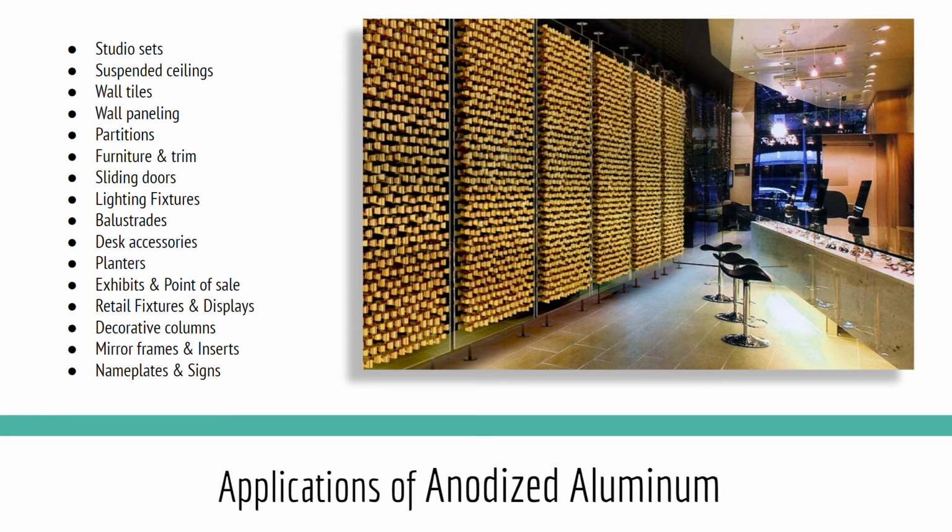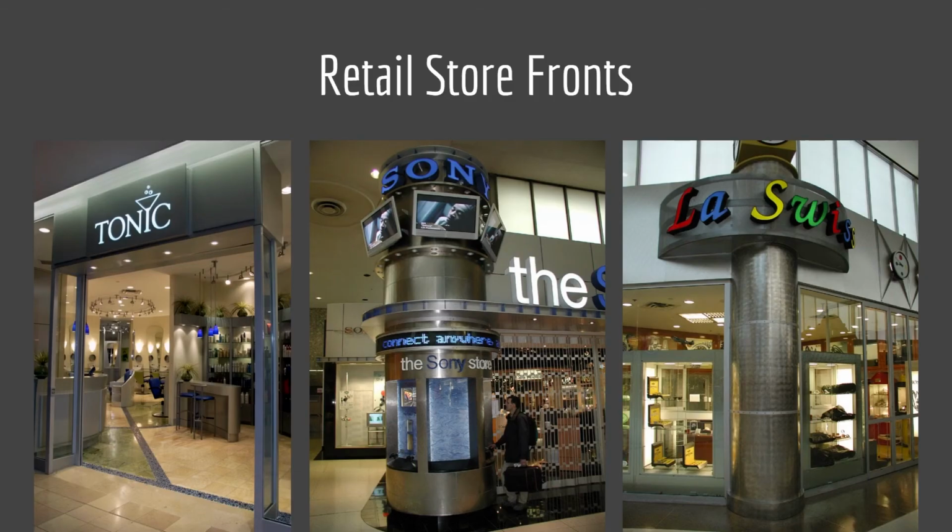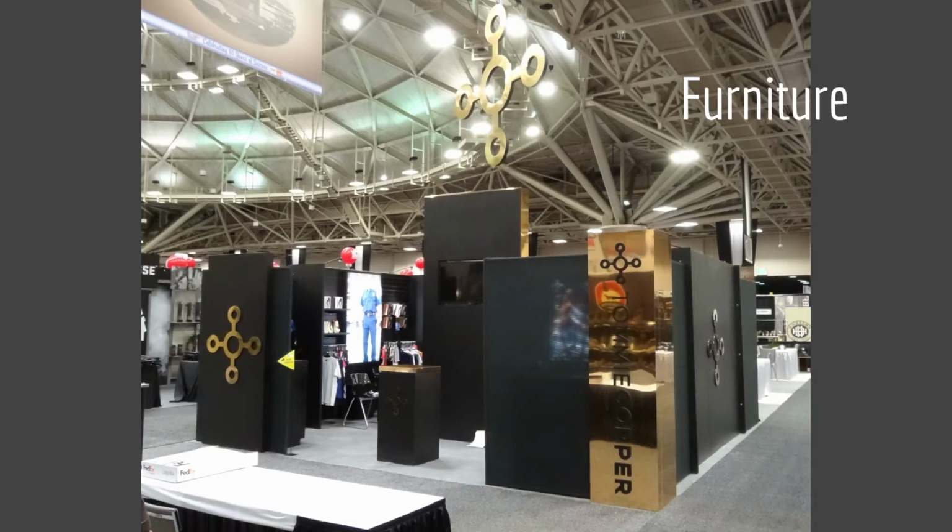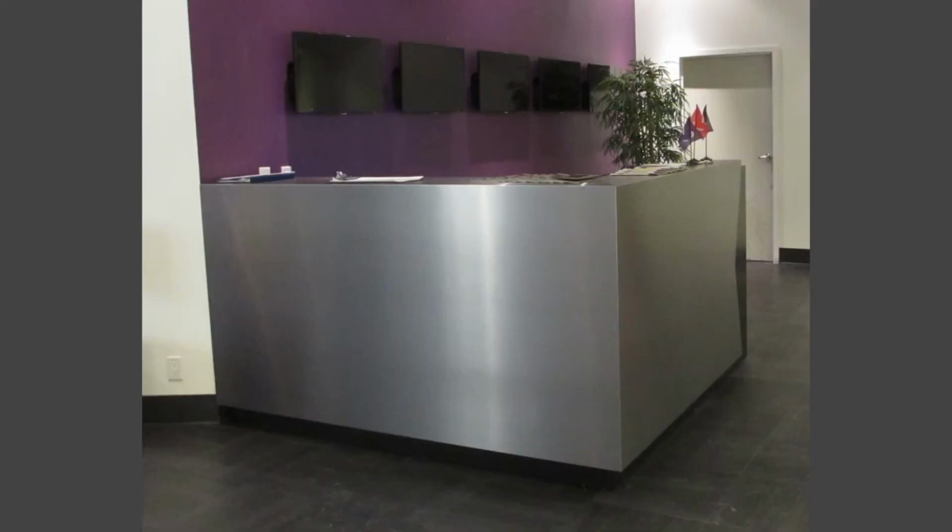Applications of anodized aluminum. As you can see, there are many applications for anodized aluminum. It can be cut and bent and rolled, and it also can be applied to furniture, walls, partitions, as well as creating structures of its own, for instance, planters. Metals on storefronts are durable and eye-catching. On furniture, metals create a unique and attention-getting surface. This simple installation is clean and modern.